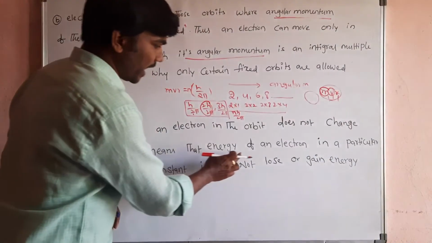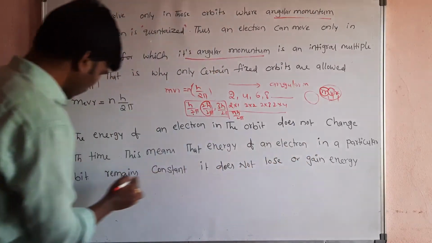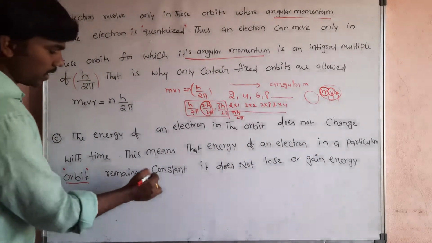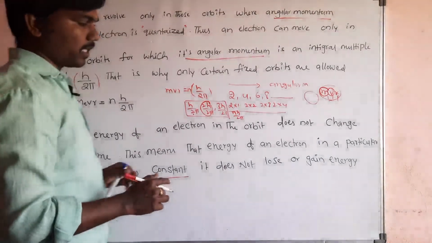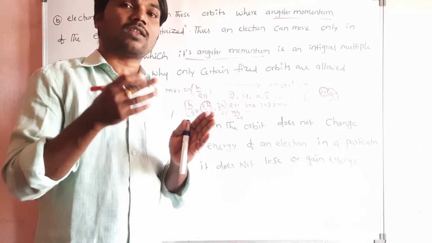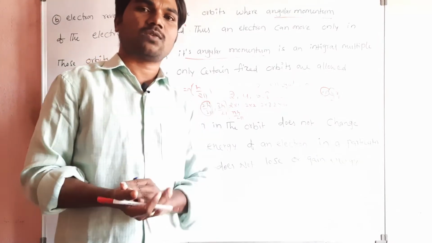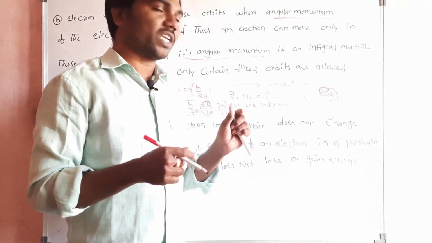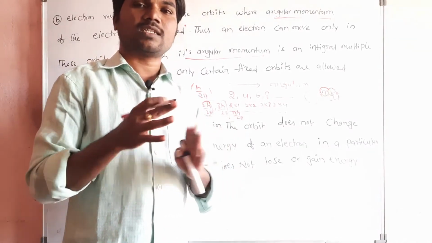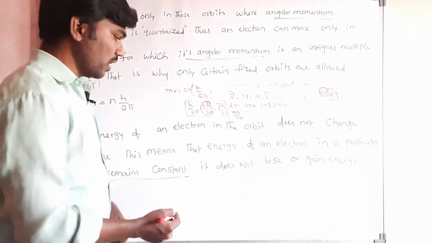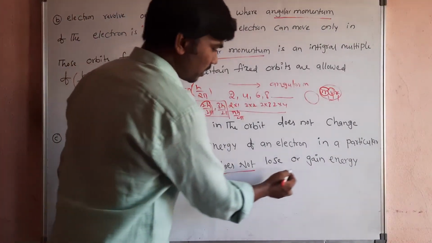This means that the energy of an electron in a particular orbit remains constant. So what I am saying is, energy will not change. Energy is not changing, so that's why we call them stationary orbits. In the first postulate only I explained this. So these orbits are called stationary orbits. Why? Because this energy is not going to change. In these orbits, the electron's energy does not change, and it does not lose or gain energy.